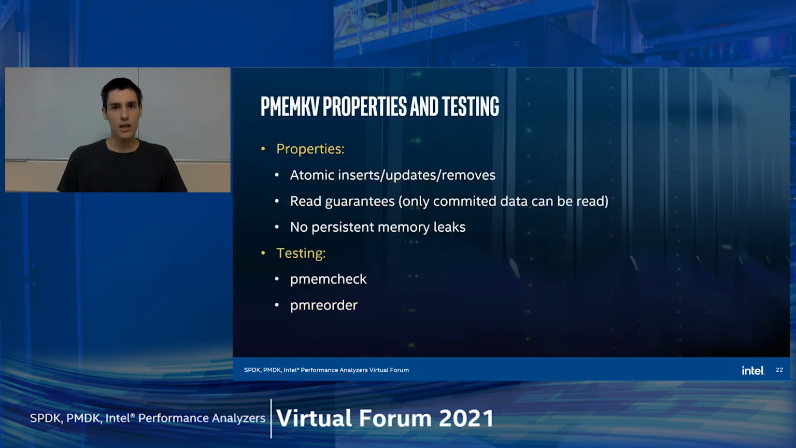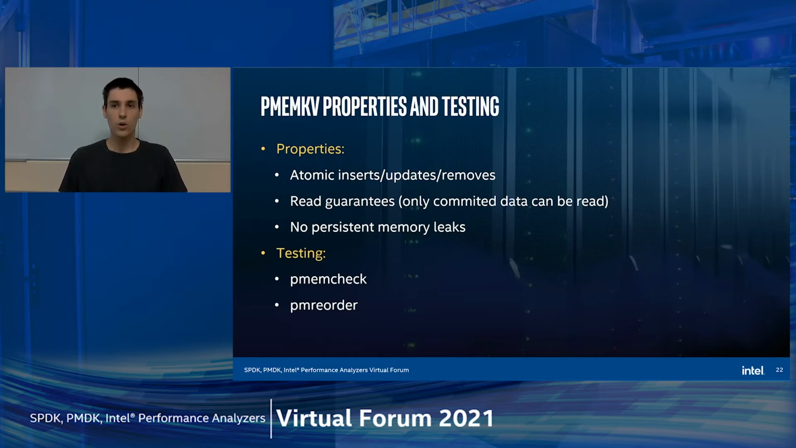When speaking about CSMAP, I would also like to say a few words about pmemkv properties. I would like to focus on three things: atomicity of operations, read guarantees. For example, for current engines, we allow reading only committed data, so the data which is durably stored in persistent memory. And the third property, no persistent memory leaks. I believe that when developing a new data structure for persistent memory, it is very important to think about those three properties and specify the expected behavior. Once this is done, those properties must be implemented properly. From our experience, this is not an easy task.